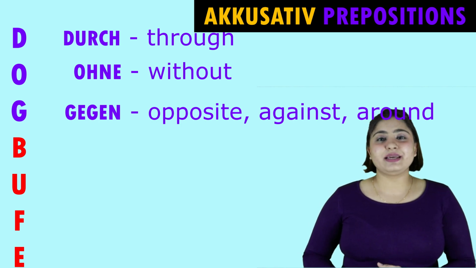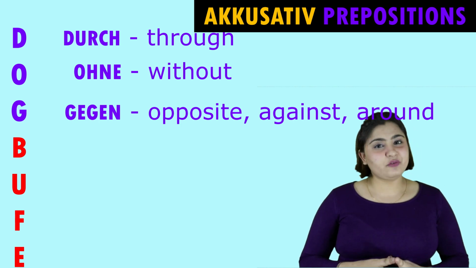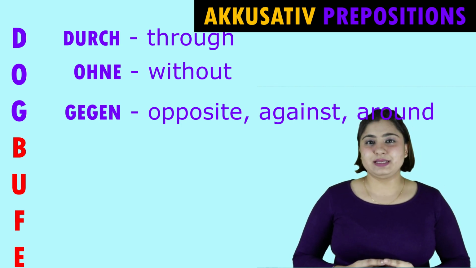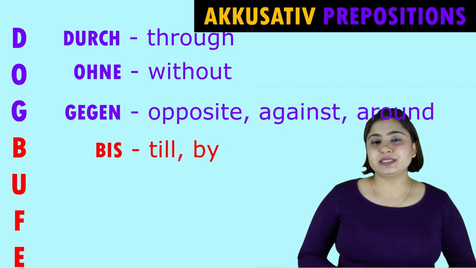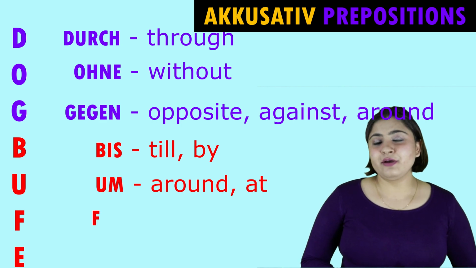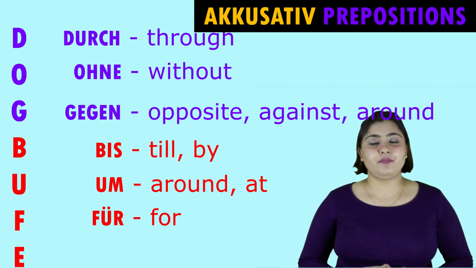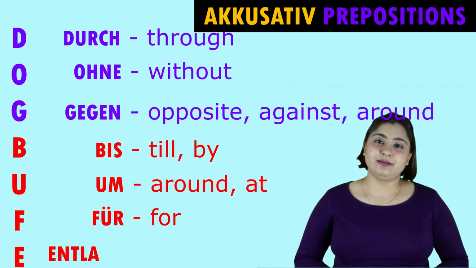And now the other word is buffet, B-U-F-E. And the full form of buffet will be B stands for bis. U stands for... F stands for für. And E stands for entlang.